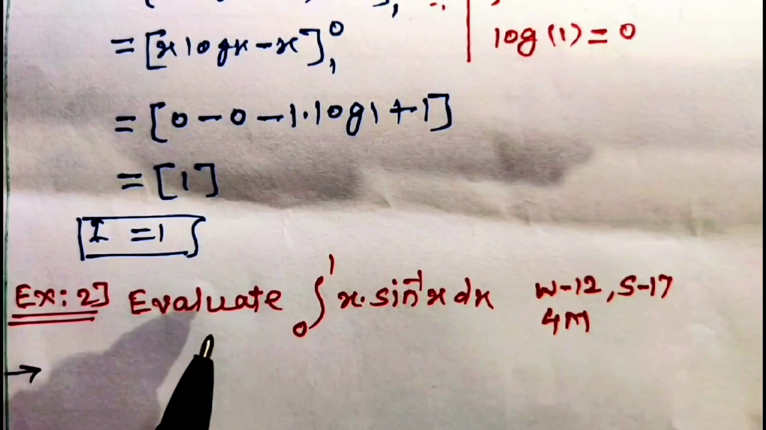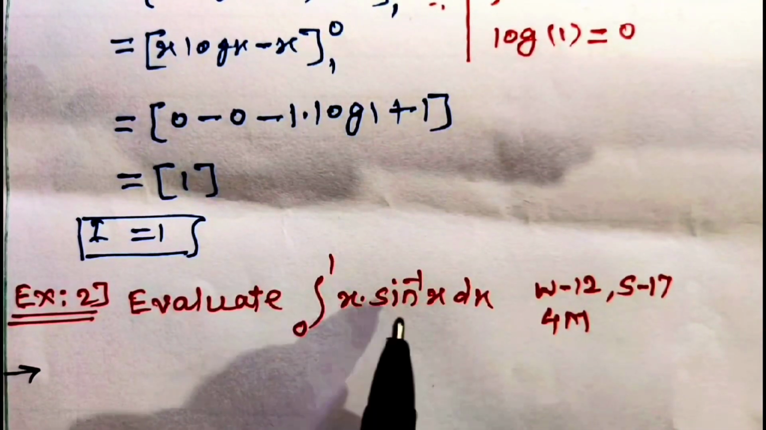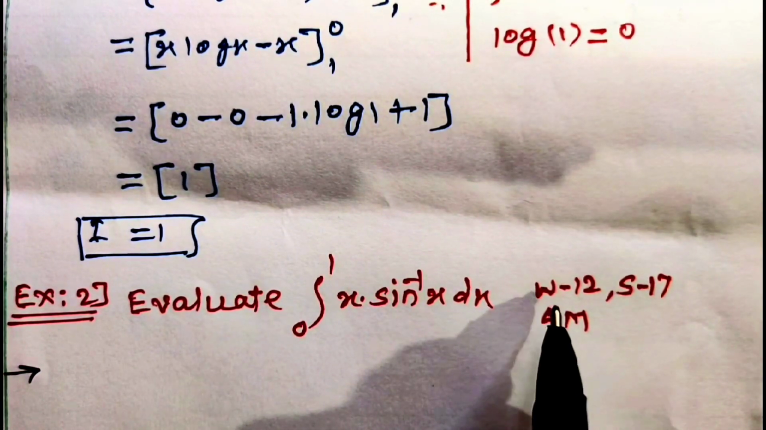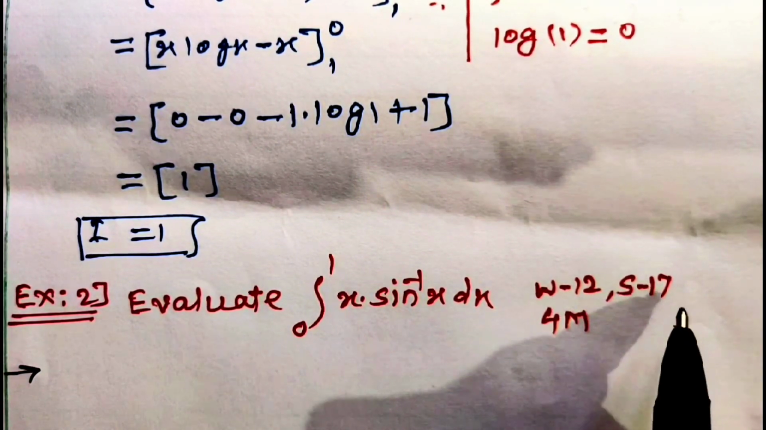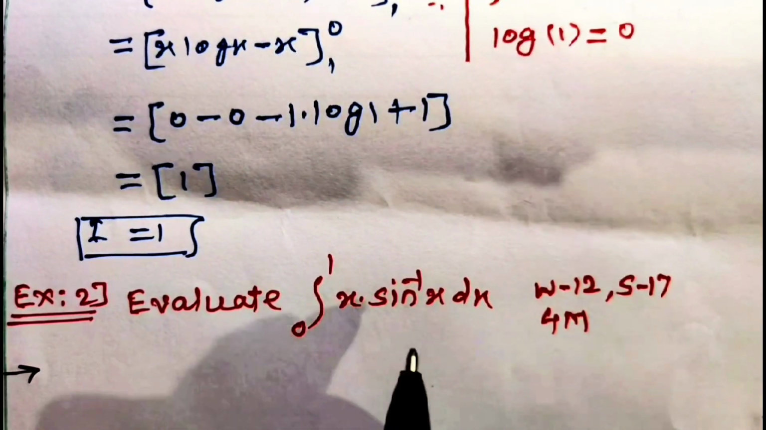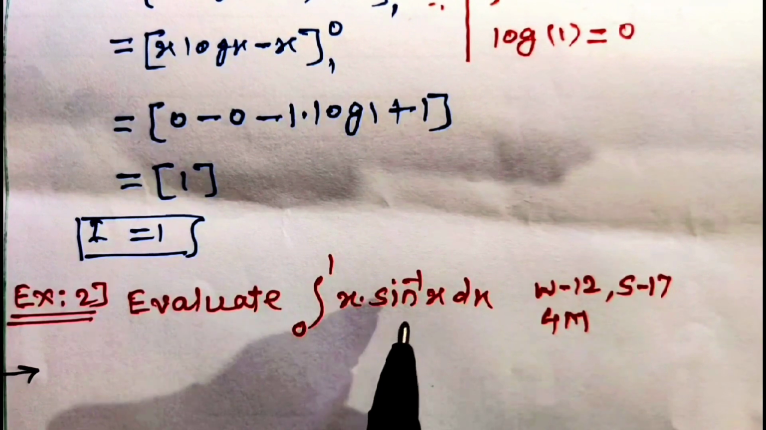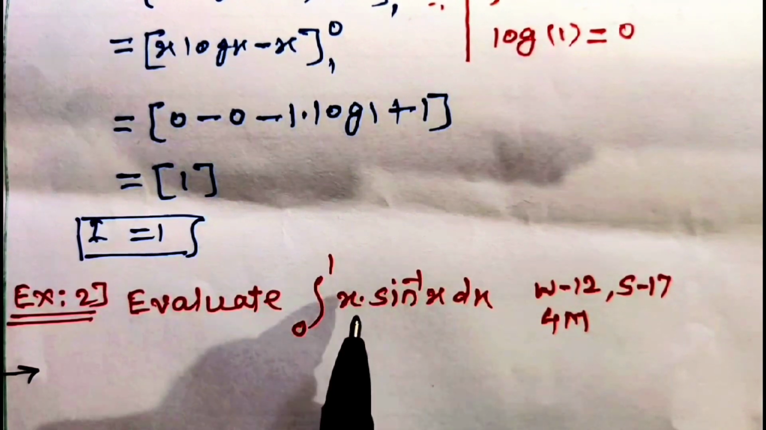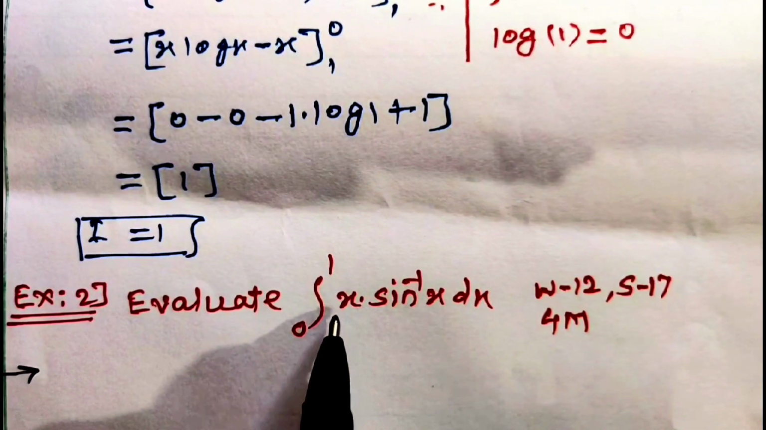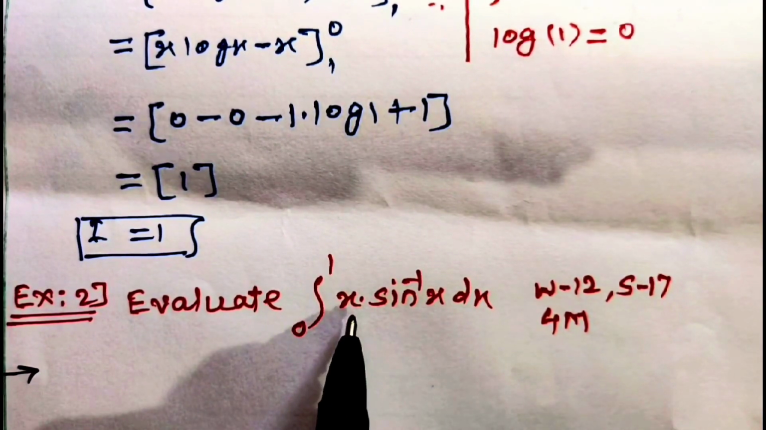Sum number 2, evaluate integral from 0 to 1 x into sine inverse x, integral with respect to x. This sum appeared in winter 2012 and summer 2017 for 4 marks. Here also we have to apply the by parts method. First of all, by the LIATE rule, sine inverse x must be the first function because this is an inverse trigonometric function, and x must be the second function because x is an algebraic function.